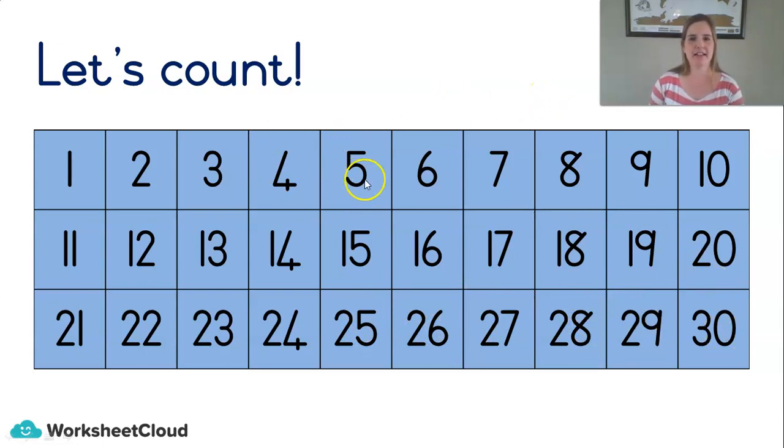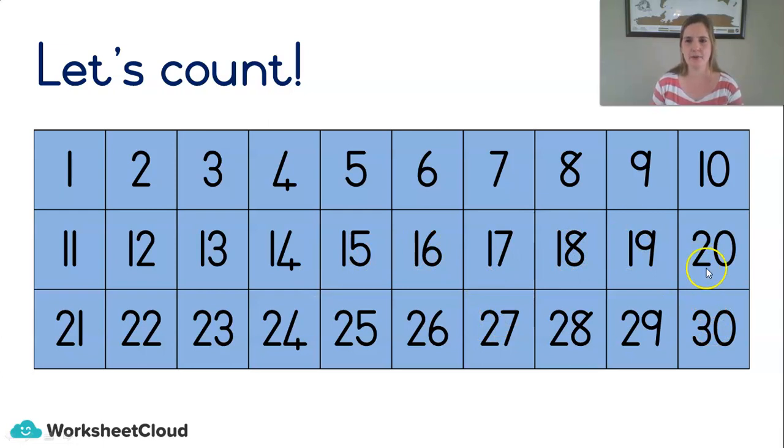Very good. Let's count in fives. 5, 10, 15, 20, 25, 30. And I bet you can go all the way to 100, hey? Let's count in threes. 3, 6, 9, 12, 15, 18, 21, 24, 27, 30.